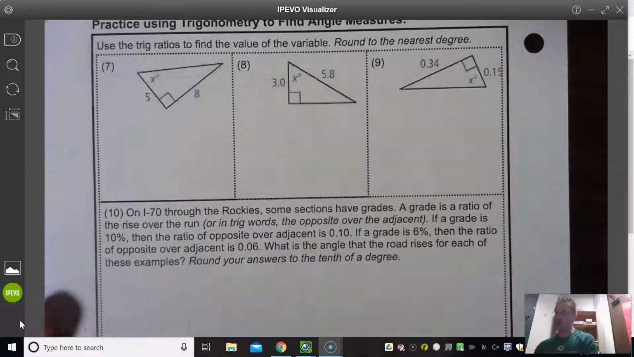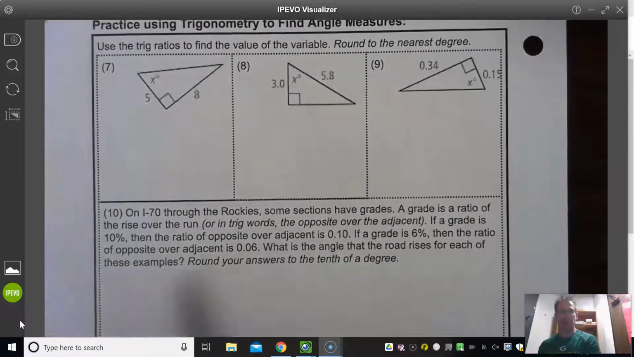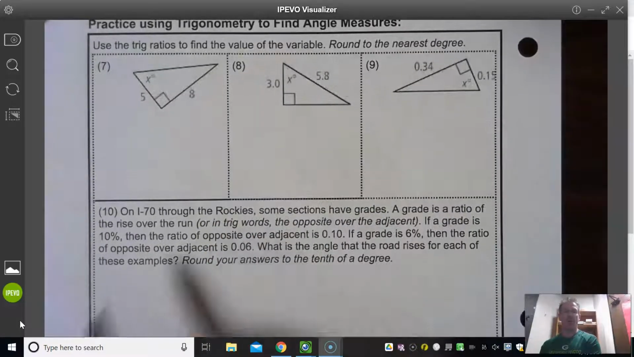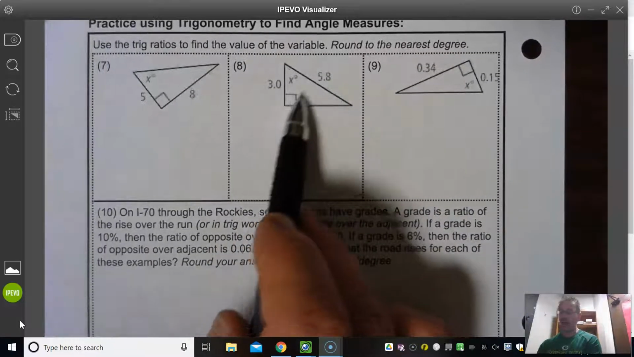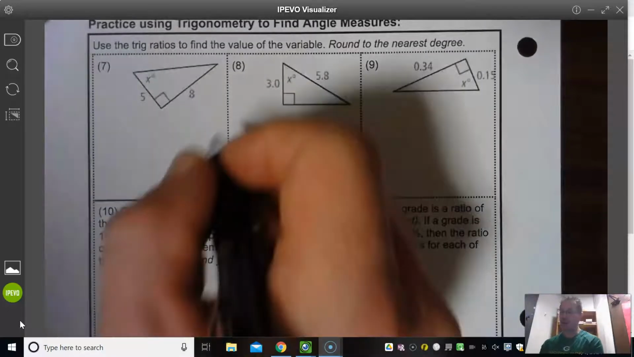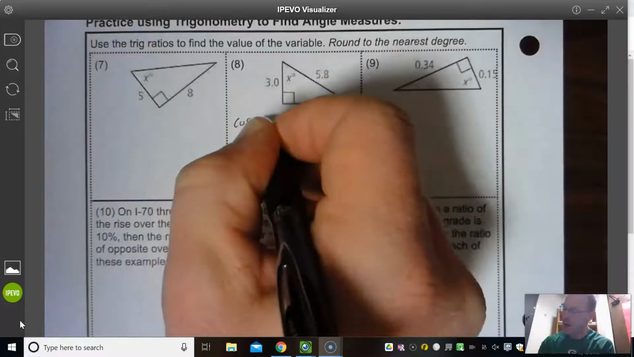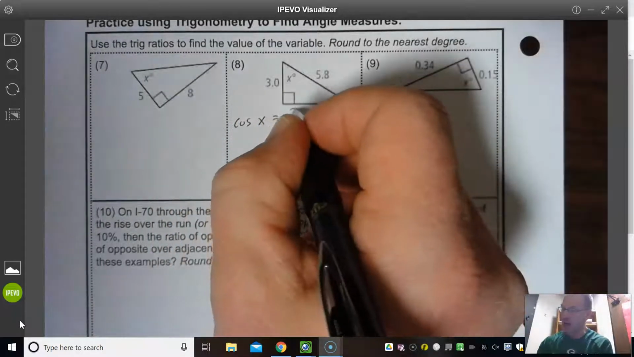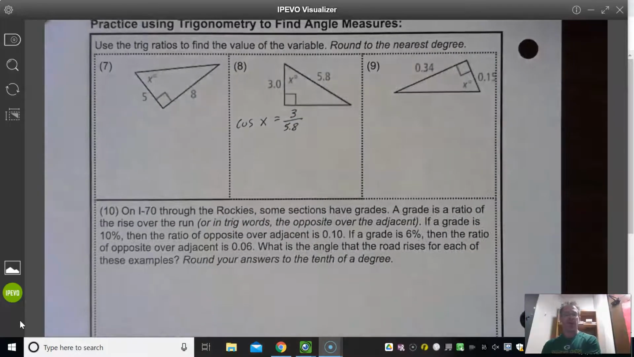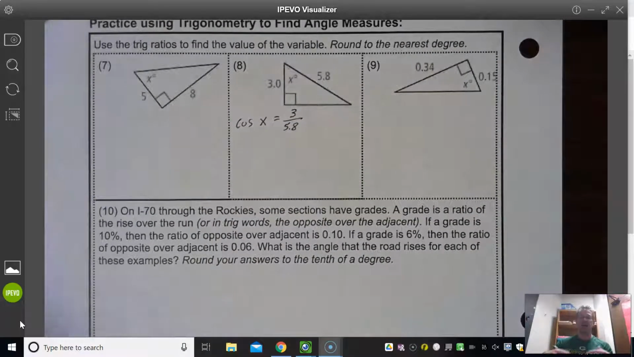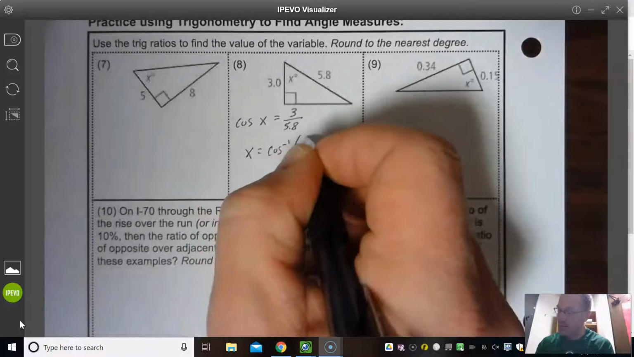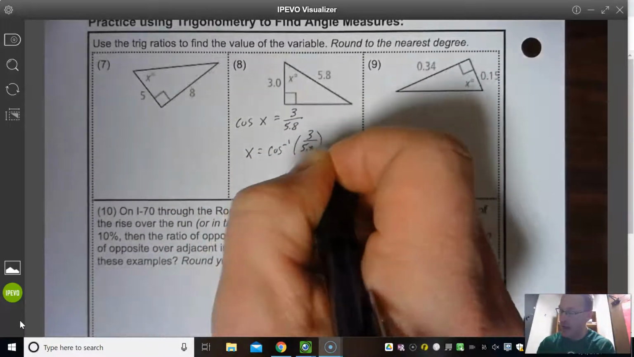I'm going to jump to number 8 here. Notice we want to find this angle here. And once again, we have to think about what ratio I have. Well, I have the hypotenuse again, and this time I have the adjacent side. So that is a cosine ratio. So cosine of my angle is equal to my adjacent side over the hypotenuse. And then once again, to find my angle, I have to do my inverse function. So I'm going to say x equals cosine inverse of 3 over 5.8.